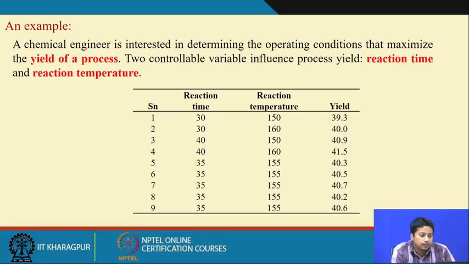The problem statement is given: a chemical engineer is interested in determining the operating conditions that maximize the yield of a process. Two controllable variables influence process yield, the reaction time and the reaction temperature, as given here. So, 9 observations are made.